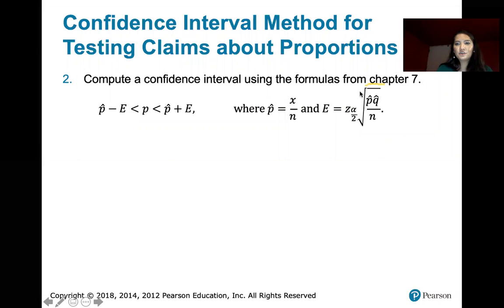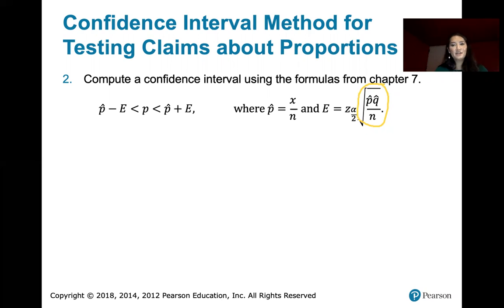Now z sub alpha over 2 is a number of standard deviations above the mean, and it's a z-score that separates that top alpha over 2 area from the rest of the area under the curve in a standard normal distribution. And whenever you're doing a confidence interval, it's always sort of two-tailed in the sense that you've got alpha over 2 area in the right tail and alpha over 2 area in the left tail. Z sub alpha over 2 is just the z-score that separates that alpha over 2 area in the top right tail from the area in the middle.